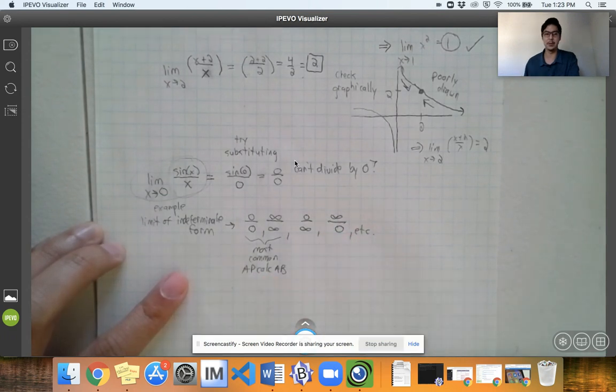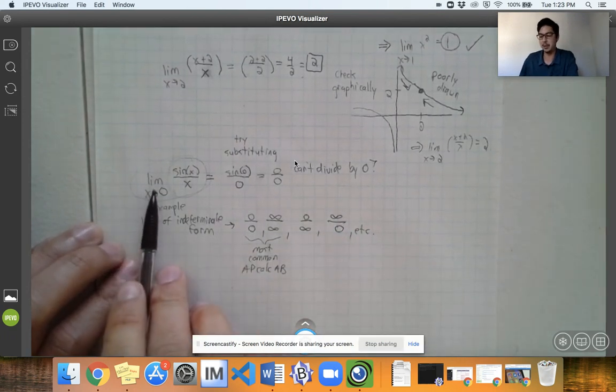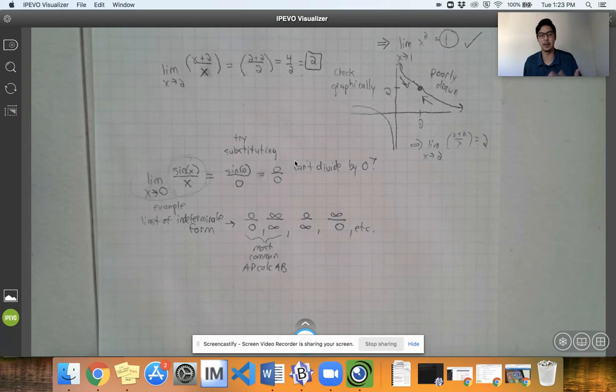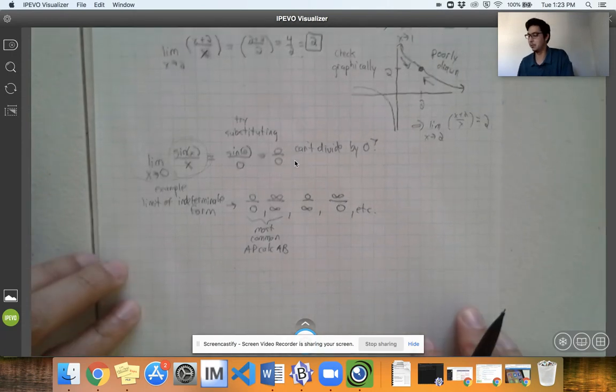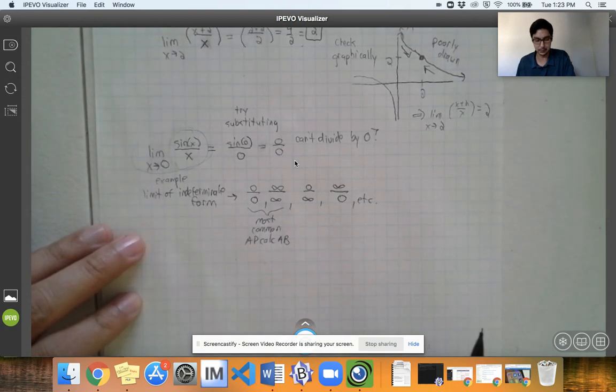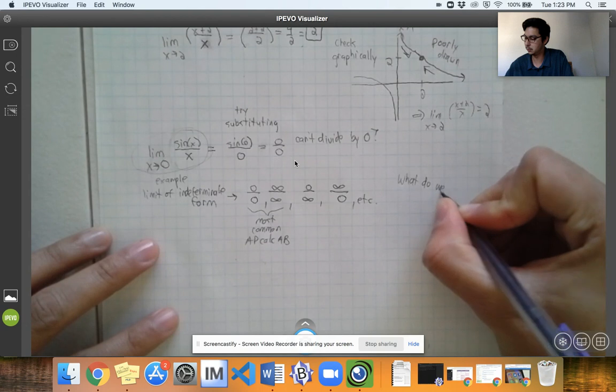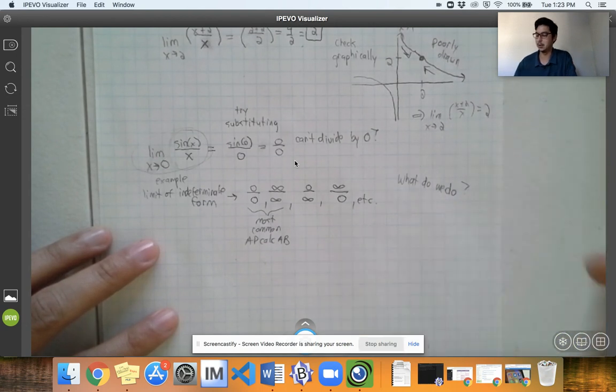But the idea is if you ever come across a problem where, when you're trying to evaluate a limit by just substituting, you get one of these forms, that's called an indeterminate form. So we need a method for calculating this. This lesson, we're building up to it. So how do we do this? All right, so we write that down. What do we do to solve this?